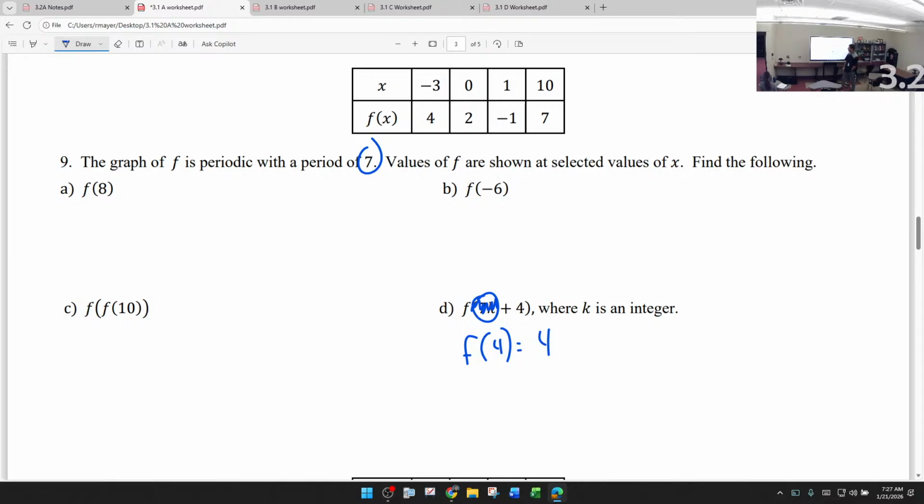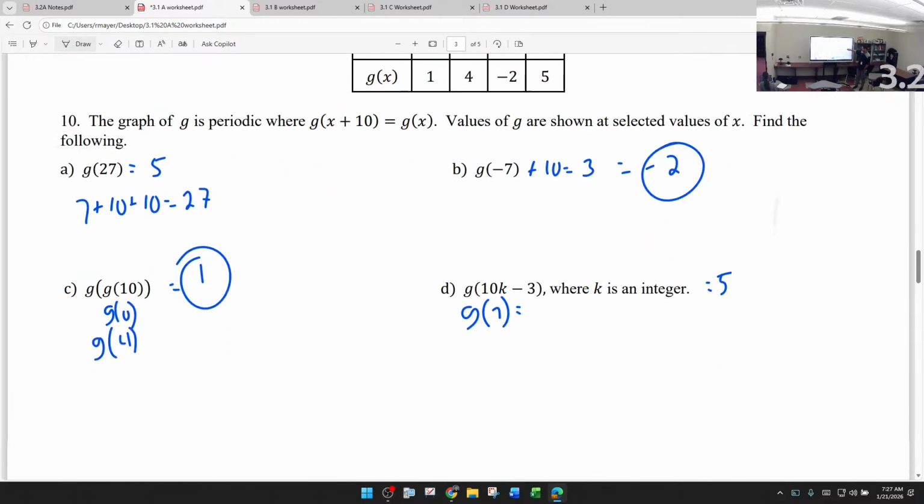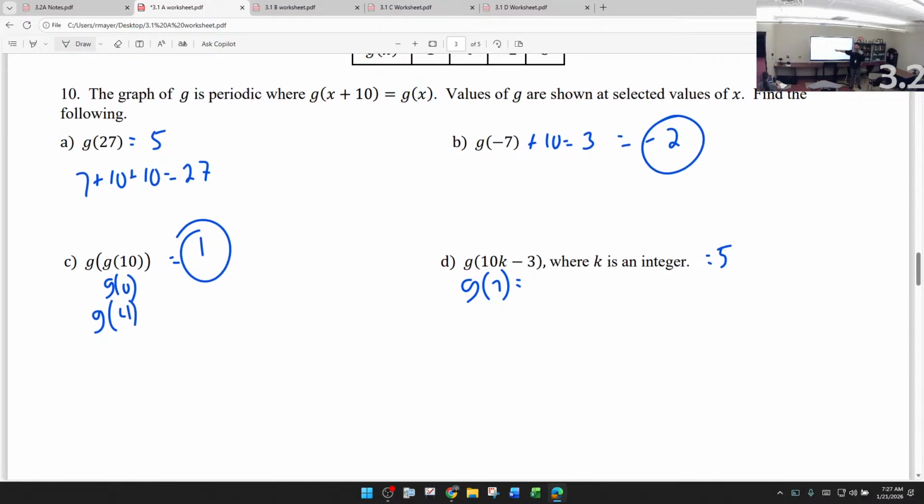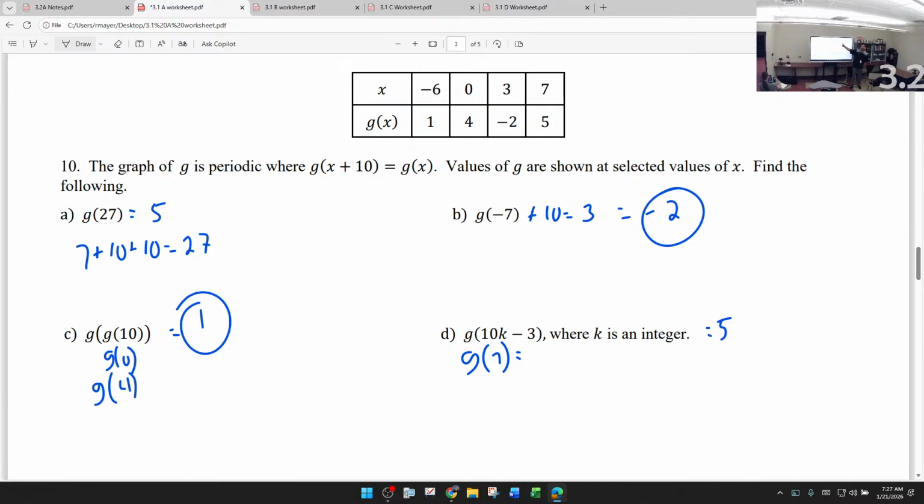So that's why on this other one, letter D, I really didn't care about the 10K. I just looked at the negative 3, and I don't have a negative 3. So I add 10 to negative 3 and I got 7. So I can use that one. But if they did 7K on this one, we'd be in trouble. If they did 10K on the other one, I'm in trouble. I don't know what those are.